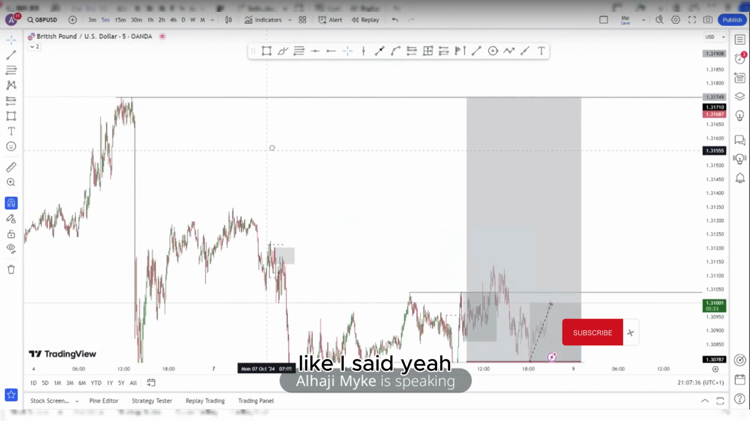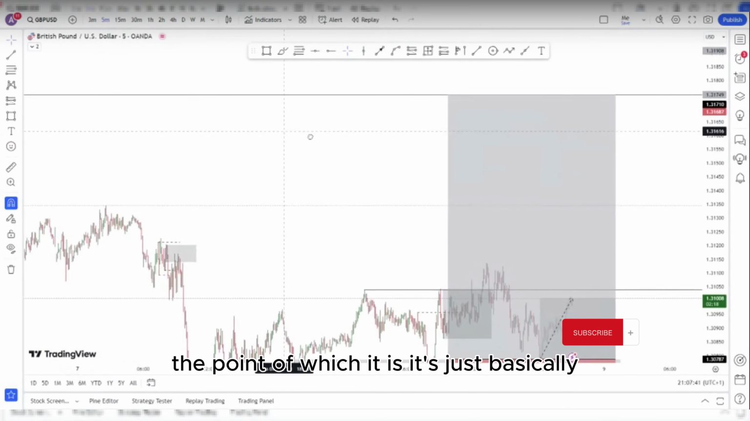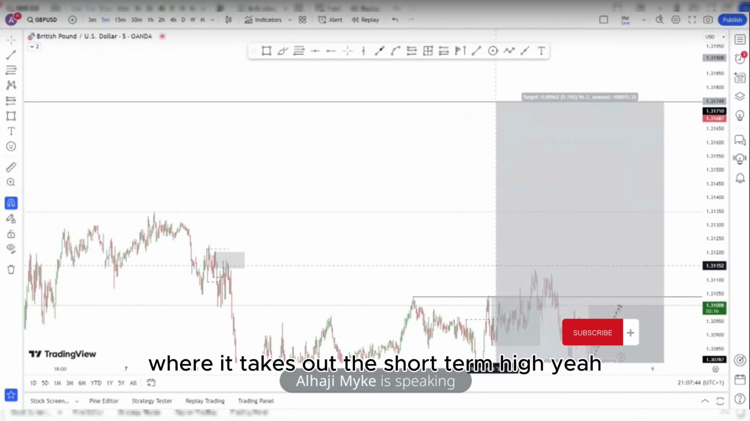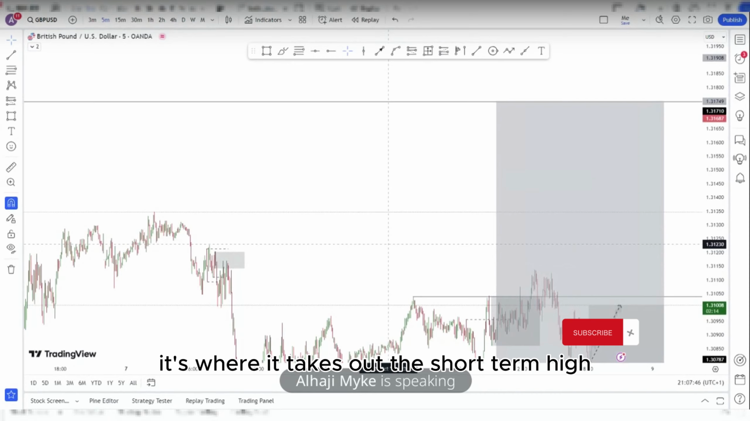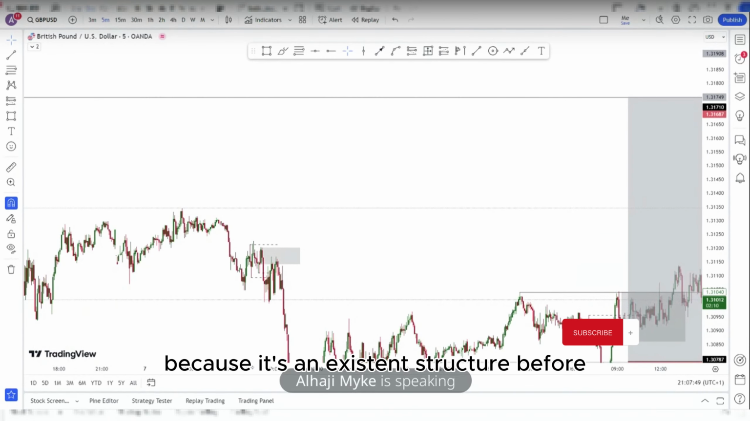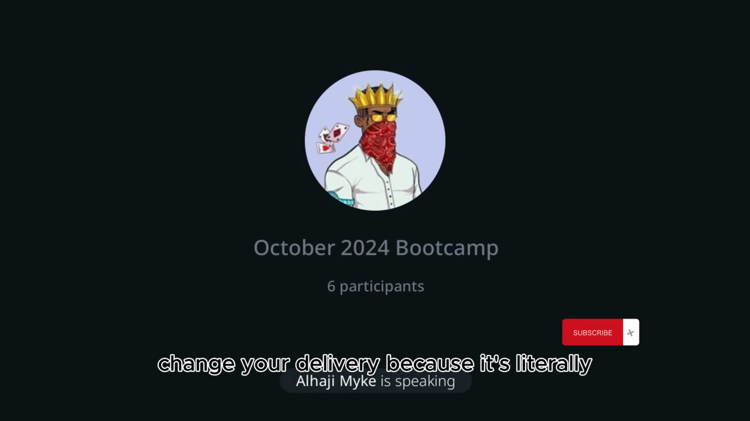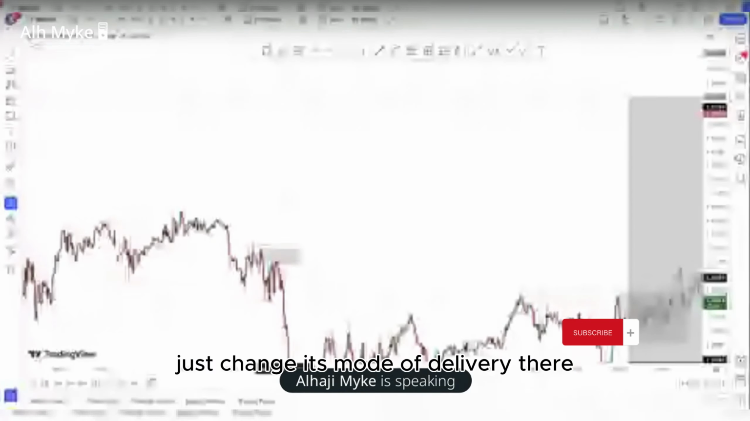Like I said, the point where price changes delivery is basically where it takes out the short-term high. But I don't call it a break of structure because it isn't an existing structure from before. So I just use the words change of delivery, because it literally just changes mode of delivery there.